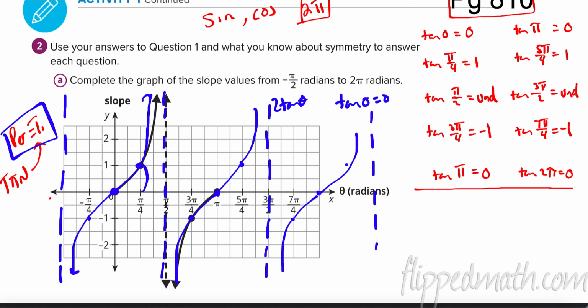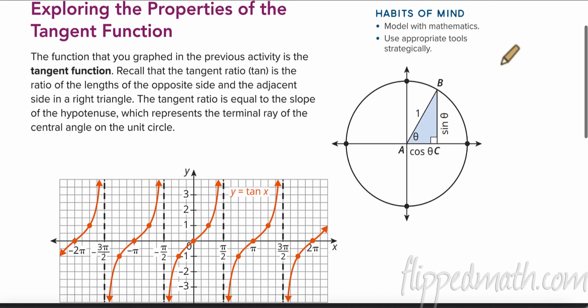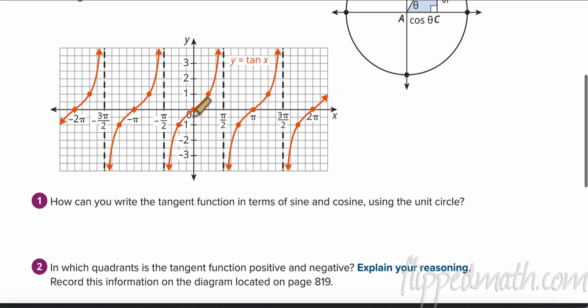All right? All right, I am on page 812. Sorry, I know I'm skipping around. So again, here's our tangent function. Remember, tangent of 0 is 0. Half of pi over, I go up. Half of pi over, I have my asymptote. From negative pi over 2 to pi over 2, that's a period of pi. My period is pi for tangent.